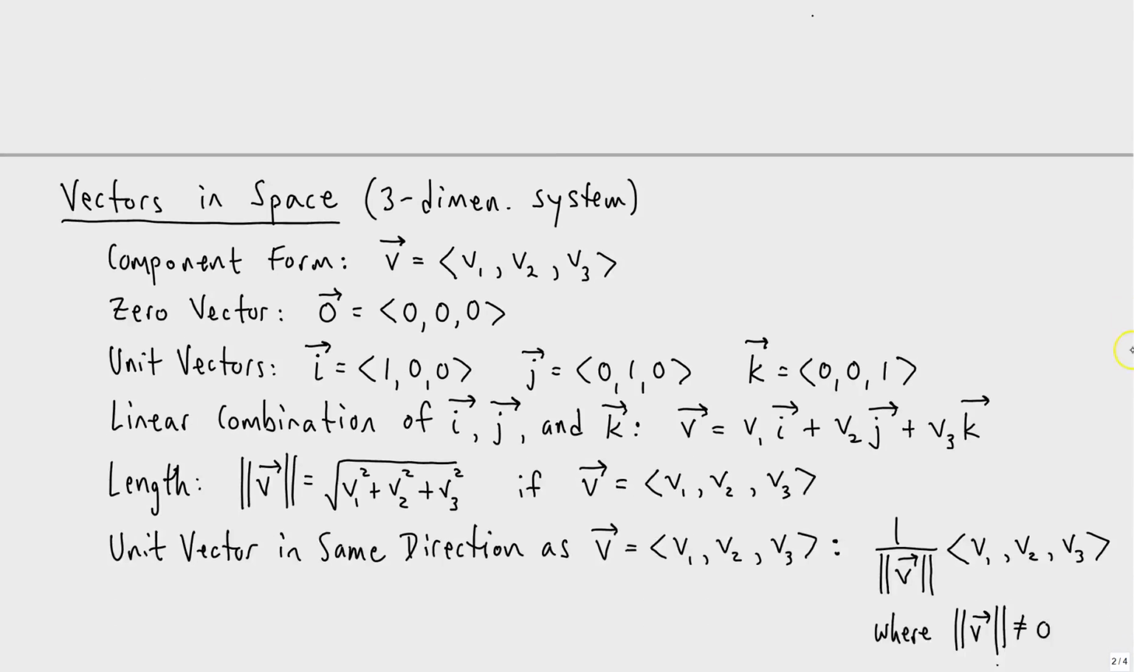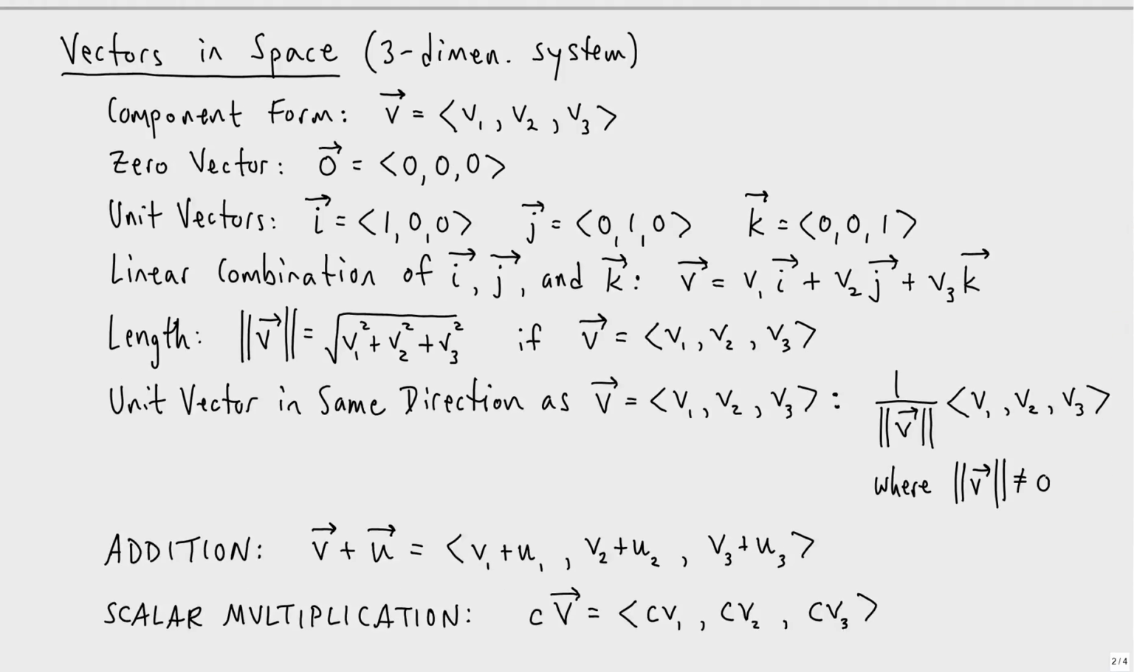Okay, so how about vectors in 3-dimensional space? Well, not much changes. So component form, you'll just have a third component, v3. So it'll be v1, comma v2, comma v3. Remember, the initial position will be the origin, so it'll start at 0, 0, 0, and then v1, v2, v3 will be where it terminates.